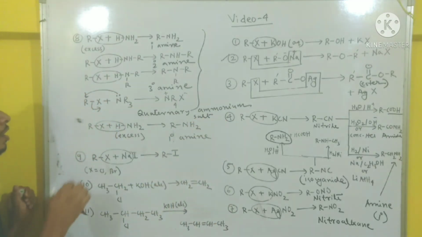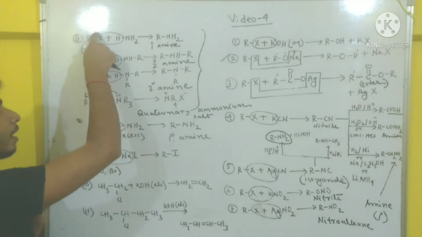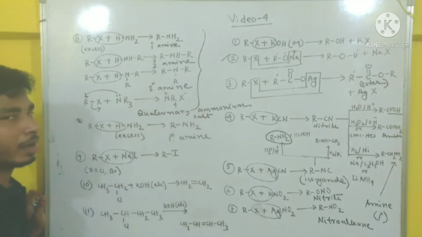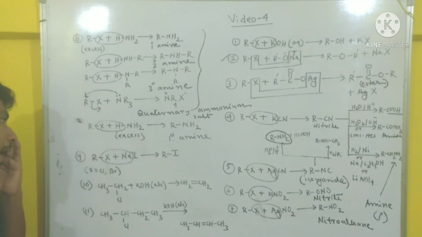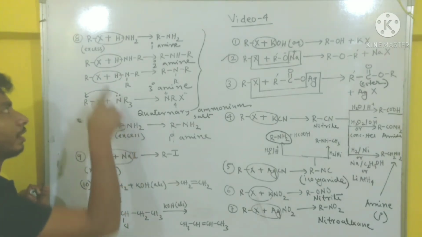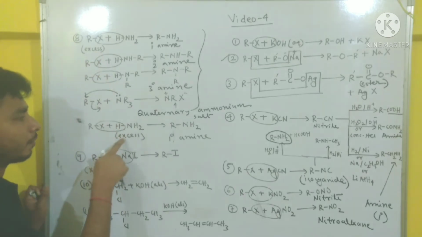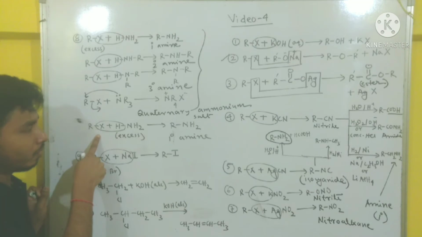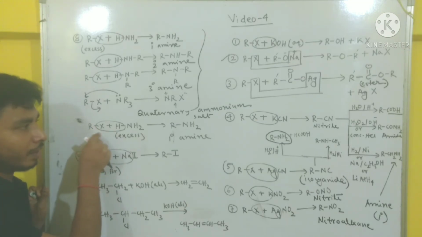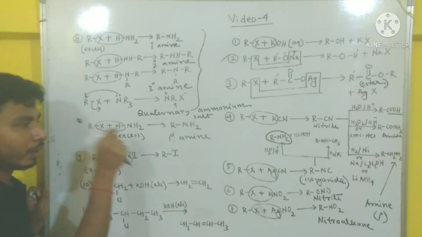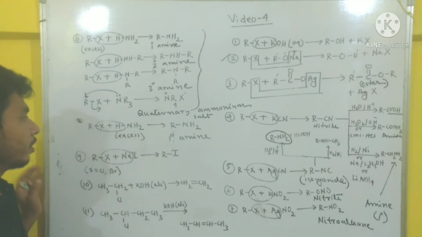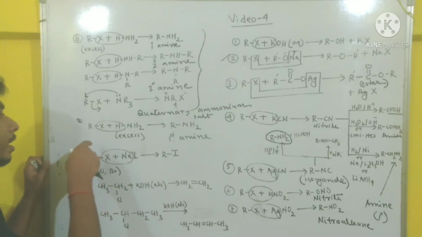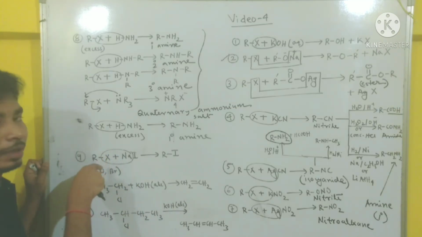Quaternary ammonium salt. So if excess alkyl halide is used, we are getting 1-degree, 2-degree, 3-degree and quaternary ammonium salt. But if ammonia is in excess, here alkyl halide is present in the limited amount. As it is present in limited amount, all the alkyl halide will get consumed in the first step. So here unreacted alkyl halide is not available, so the second step, third step is not possible.